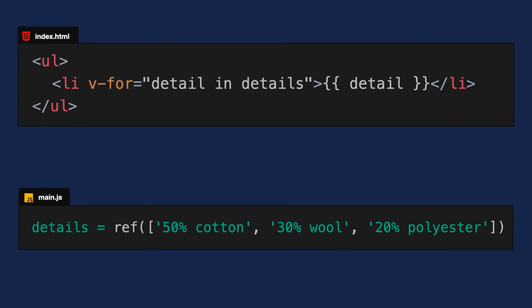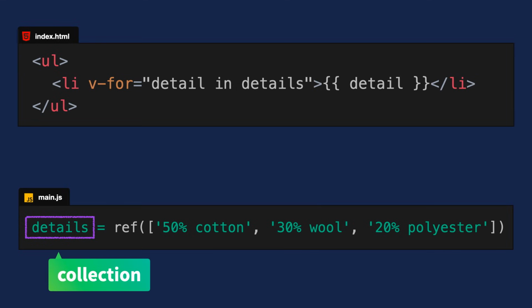Again, on this li element, we added the v-for directive. So here in the expression, we're specifying what we want to loop over. In this case, we're looping over details. This is the collection that we're iterating over. And detail is the alias for the element at the given time of that iteration. And we're printing out each detail as we loop through.